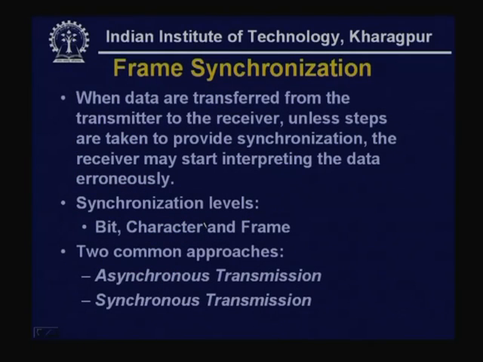First, let us focus on frame synchronization. When data are transferred from the transmitter to the receiver, unless steps are taken to provide synchronization, the receiver may start interpreting the data erroneously. So, some kind of agreed upon convention has to be used, and as I mentioned, synchronization is done at three different levels: bit, character and frame. And the two common approaches are asynchronous transmission and synchronous transmission. Let us consider these two one after the other.